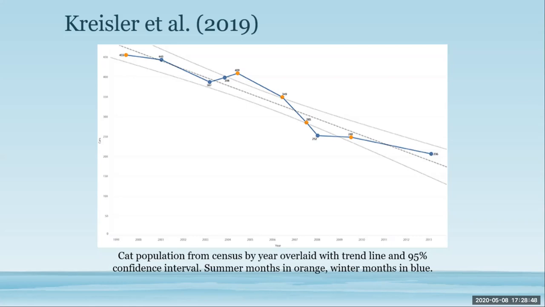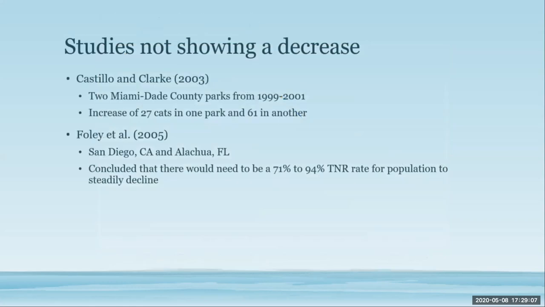Because there are other extraneous factors that could be taken into account, such as maybe some sort of disease was introduced, maybe there were more adoption efforts within these years. So even though there was a correlation demonstrated, that doesn't necessarily imply causation. Now, there are also some studies showing that there isn't necessarily a decrease in cat population with the TNR programs.